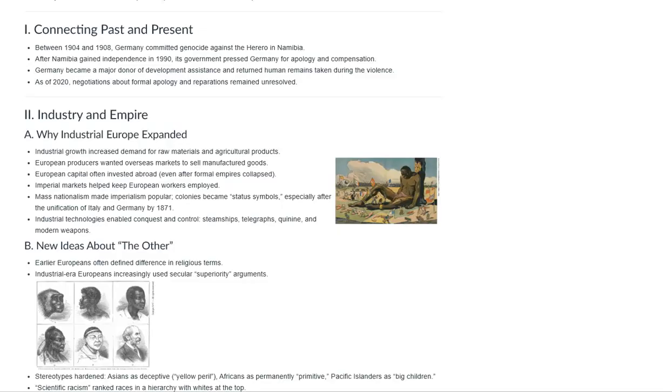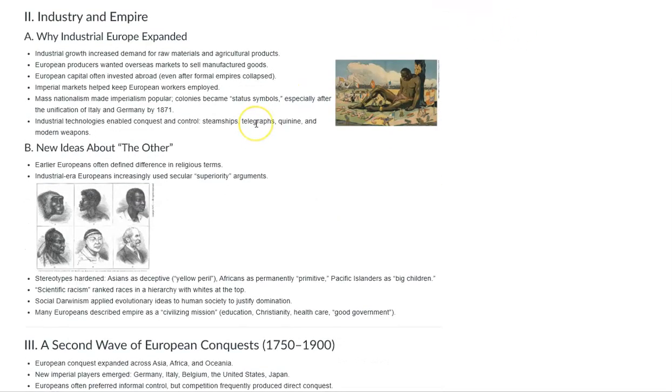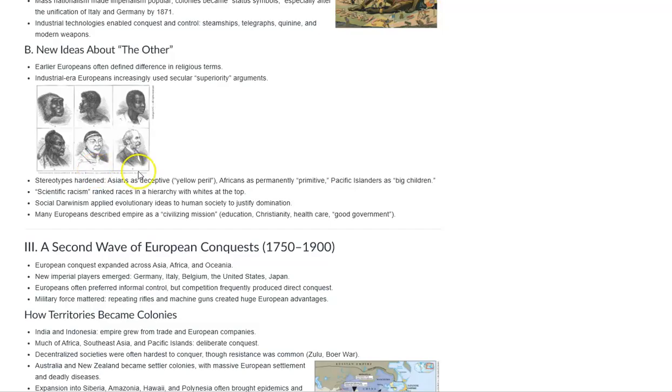Earlier, Europeans often defined others mostly through religion, but the industrial era encouraged a more secular arrogance, a belief that Europe was simply more advanced and more modern. And there are central aspects of racism in that. Stereotypes hardened, right? We can see European racial beliefs and stereotypes. Asians were depicted as cunning or deceitful, fueling yellow peril fears. Africans were labeled as permanently primitive. Pacific Islanders were portrayed as big children.